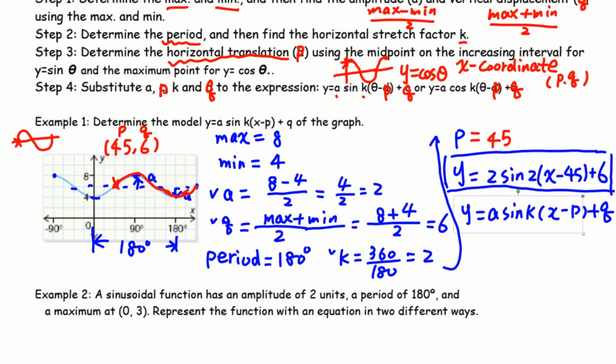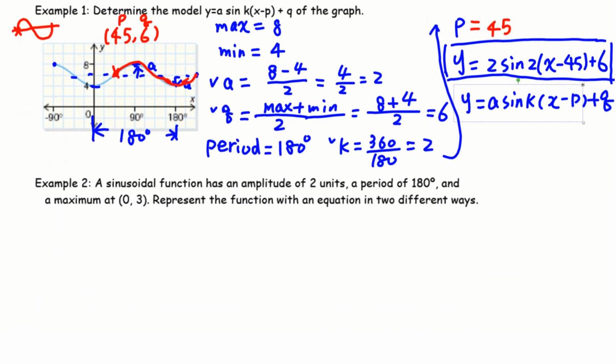So we are going to continue practicing this one. The graph is not given, but the description for this function is given. It has an amplitude of 2, a period of 180, and a maximum at (0, 3). Represent the function with an equation in 2 different ways.